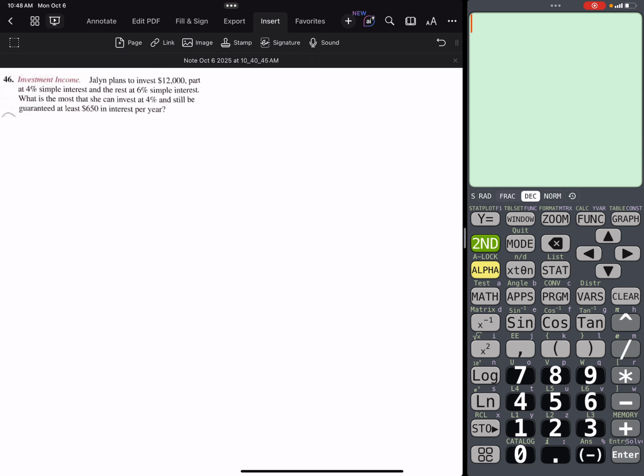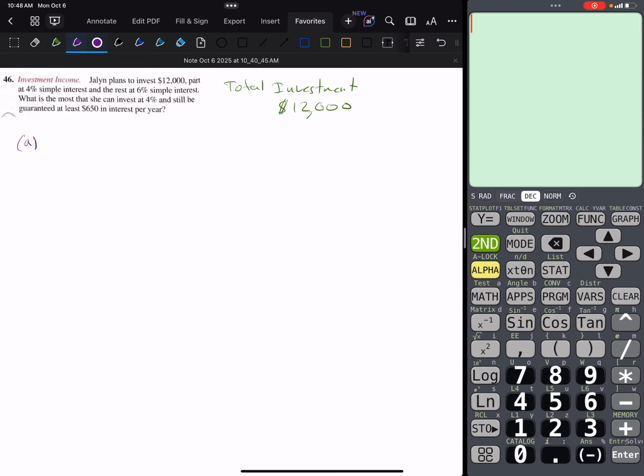I'm going to grab my pen here. So I have a total investment of $12,000. That's going to be invested in two different parts. And so I'm going to use one color of ink for one part and one color of ink for the second part. So I'm going to use purple for my 4% interest rate. So I'm going to have part A, and that'll be at a rate of 0.04. Then I'm going to have investment B, and that's going to be at a rate of 0.06.